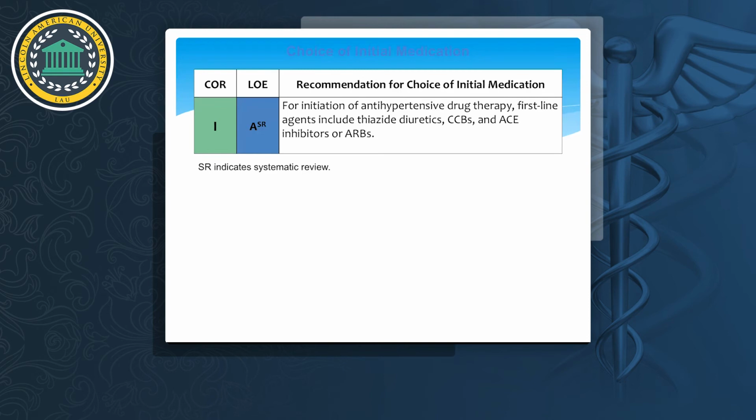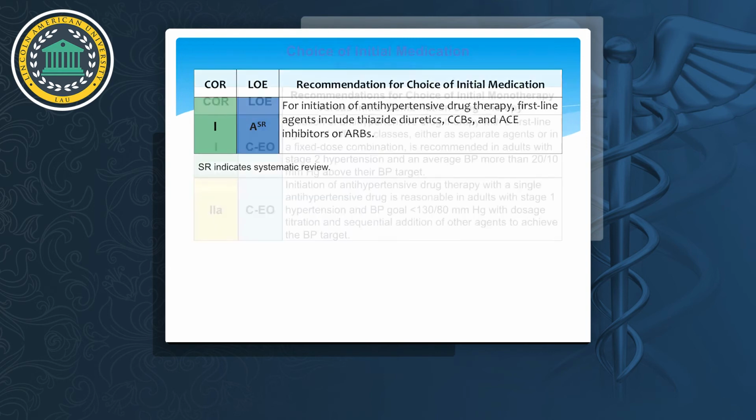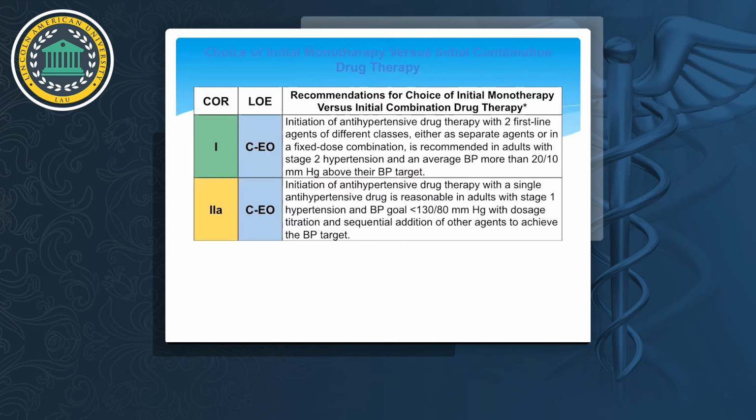Beta 1 agonists. Thiazide. What is beta 1 agonist? Propranolol. Okay, so basically beta blockers. Absolutely right. So beta blockers can be given in those patients who have compelling indications like heart failure or atrial fibrillation. Now, my question is, is there any difference between propranolol and metoprolol?